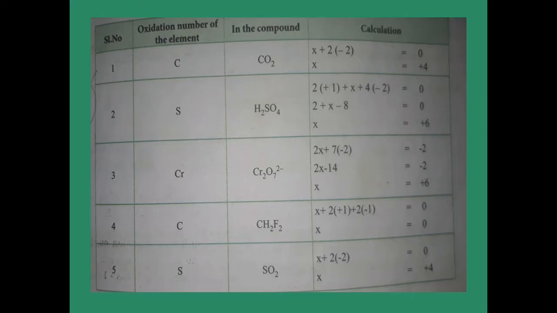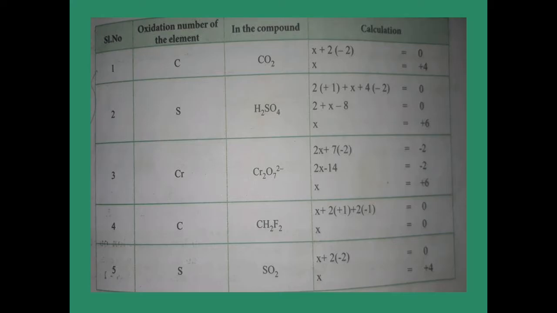In sulfuric acid, we have to find out the oxidation number for sulfur. Hydrogen +1, oxygen -2, we know from the rules. How many hydrogen? 2 hydrogen. 2 into +1 plus X for sulfur plus 4 into -2 equal to 0. Here sulfuric acid is also a molecule, so equal to 0. After calculation we get the oxidation number for sulfur X equal to +6.